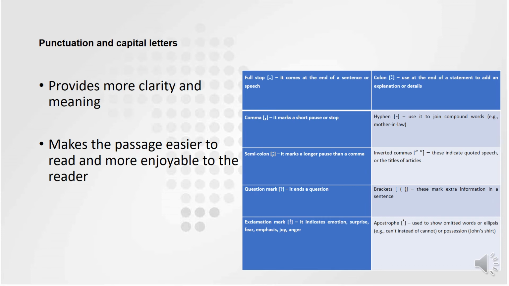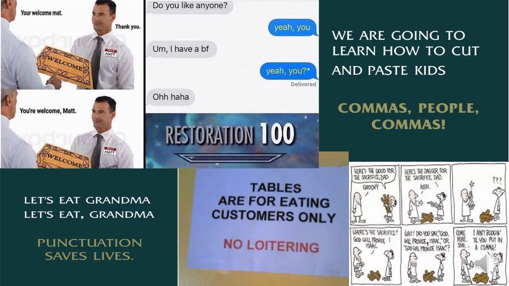Capital letters indicate the start of a new sentence, and they also signal the use of a proper noun. Now, proper nouns are names of persons and places, which are capitalized to indicate uniqueness. However, it is not correct to capitalize a word merely to make it seem or look more important. Have a look at some of these funny memes which you can also access from the internet. Notice how failure to use punctuation has completely changed meaning for these sentences.